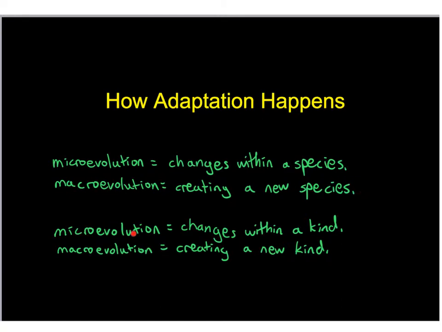Microevolution, though, the way that someone else might define it, is change within a kind, which can include creating a new species. And macroevolution is really, can you show me how you can make a new kind? Like, how do you go from fish to amphibian? How do you go from amphibian to reptile, reptile to bird, reptile to mammal, etc.?